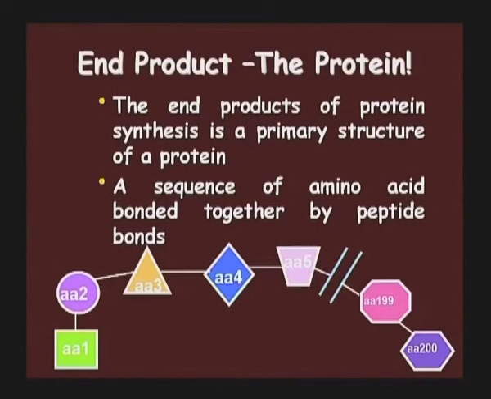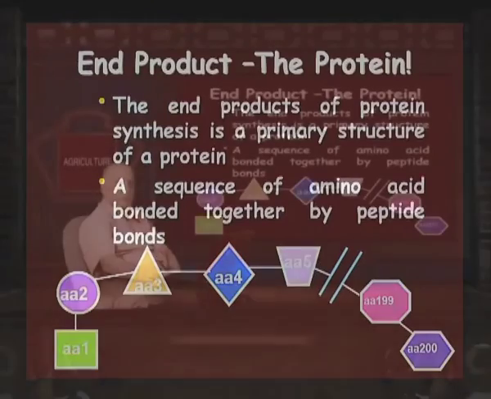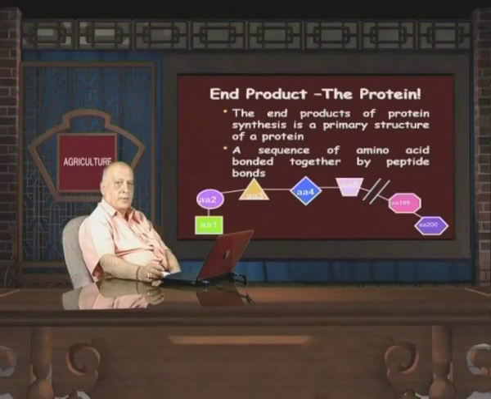The end product of protein synthesis is primarily the structure of a protein, a sequence of amino acids bonded together by peptide bonds. And here we see that different kinds of amino acids are joined together to form a polypeptide chain, and when these polypeptide chains rearrange themselves in primary, secondary, tertiary and quaternary structure, a complete protein molecule is formed, which will either be a functional protein or a structural protein.